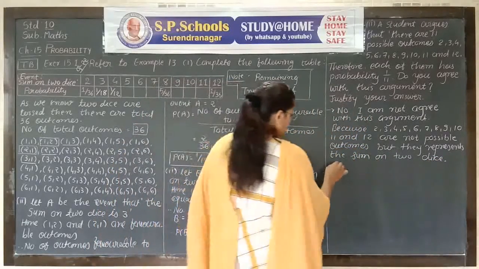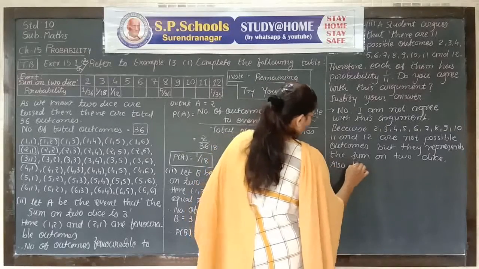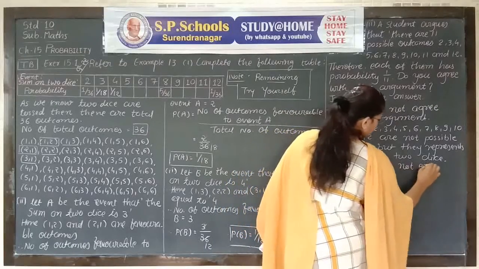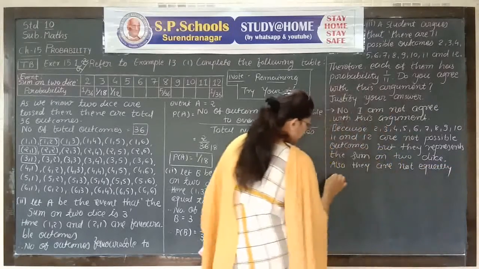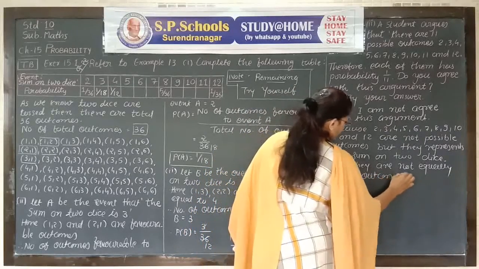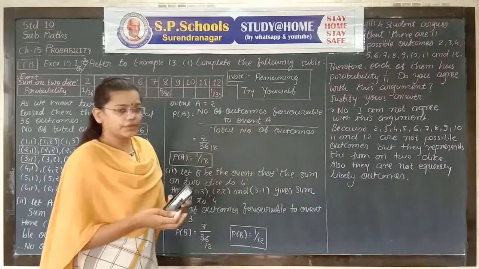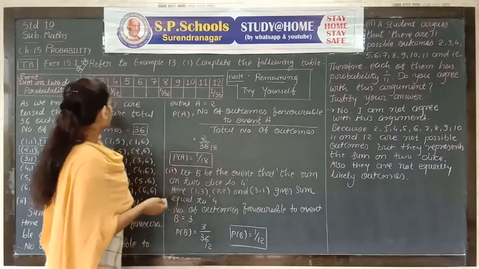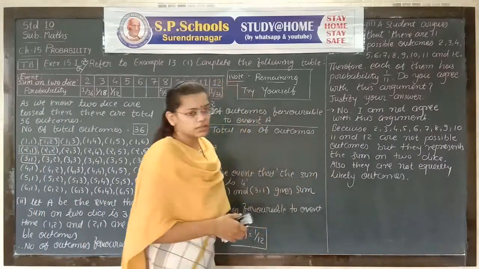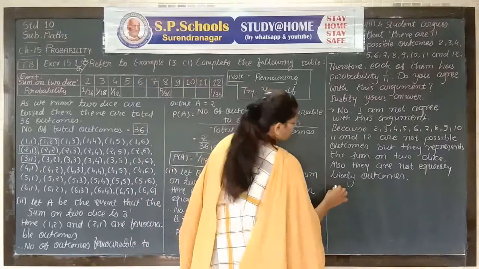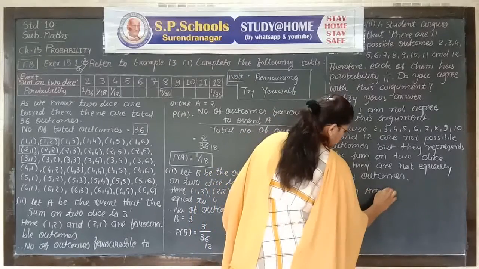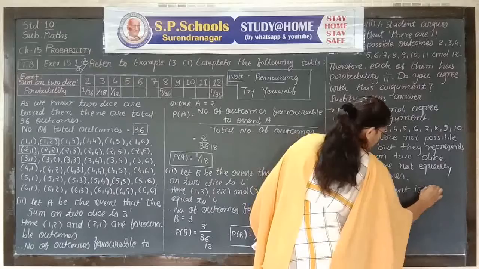Also, they are not equally likely outcomes. We get different outcomes as the sum on numbers of two dice are given. The equally likely outcomes are not available in all. Therefore, the given argument is wrong.